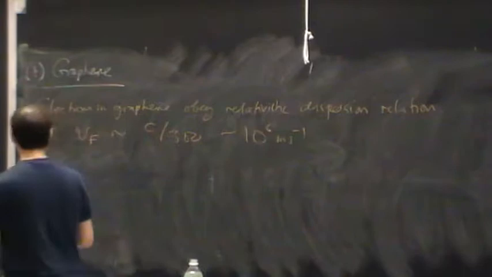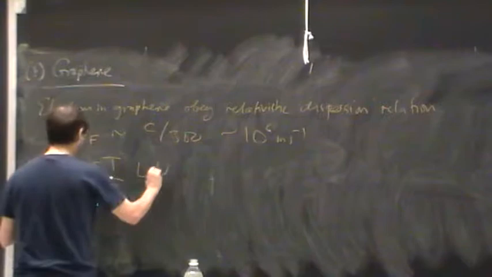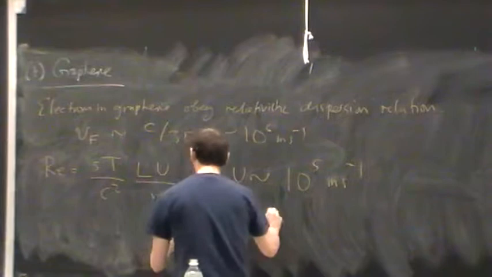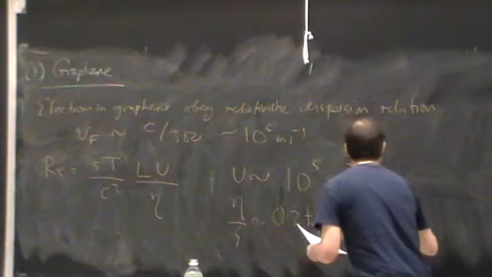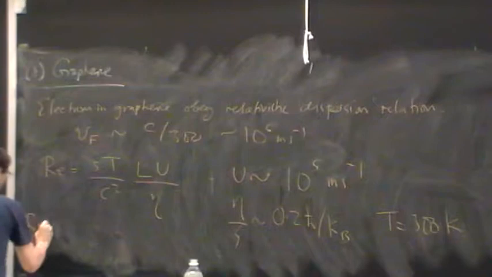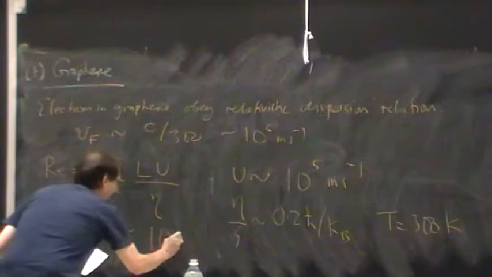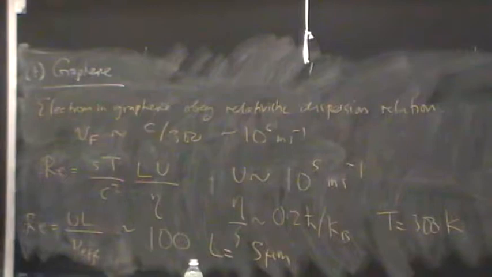So what you get is that the Reynolds number is ST over C squared, LU over eta. And you can estimate that the characteristic velocity in the current is 10 to the 5th meters per second, and eta over S is about 0.2 h bar over kB at temperature equals 300 K. And so I like the Reynolds number. It was a classical system, so you have some effective LU, and what you get is that for L about 5 microns, the Reynolds number is about 100.